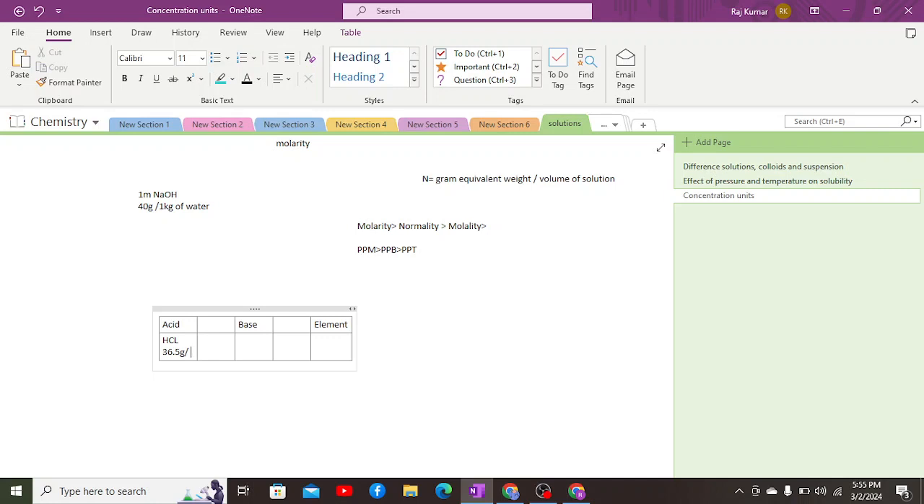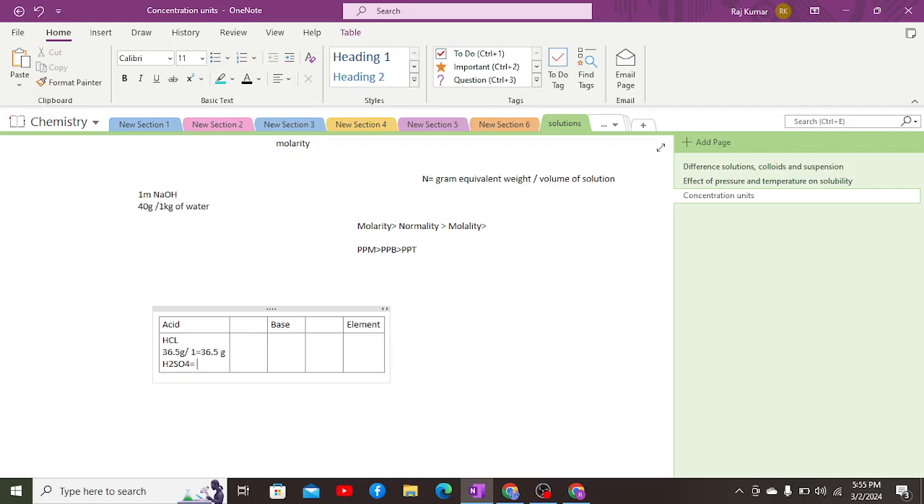But in case of a base, we'll have the molar mass divided by the number of OH ions present within the base, right? So in this case, if we divide by the number of H ions, which is 1, only a single H ion is present. So it would be equal to 36.5 gram, right?